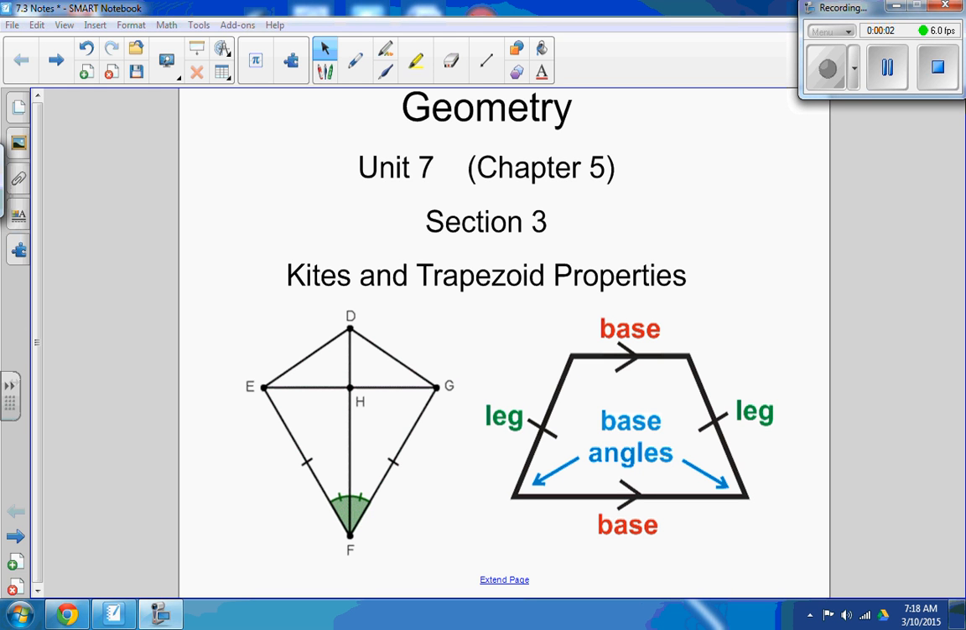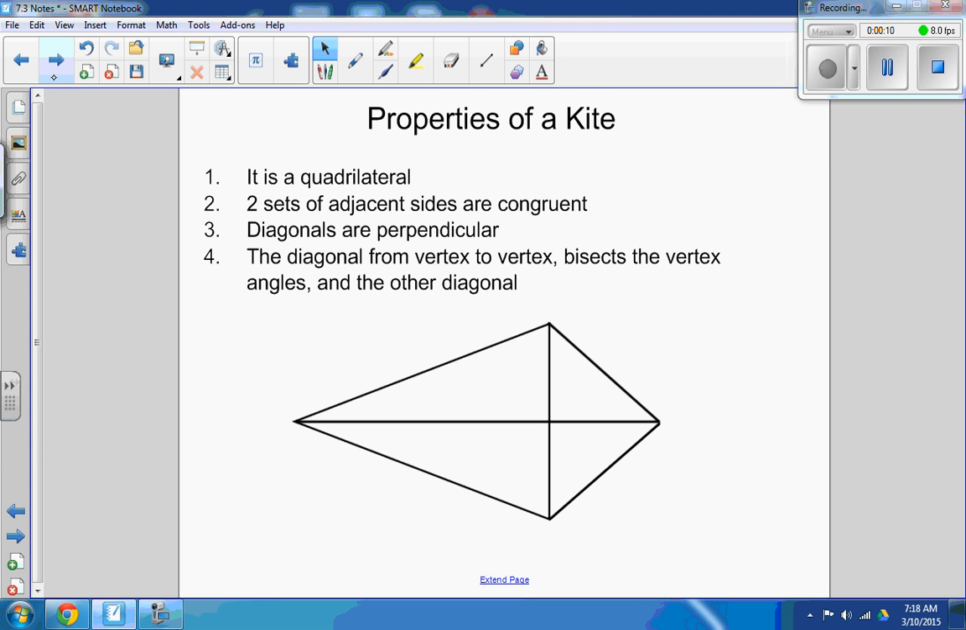Geometry, Unit 7, which is Chapter 5 from the book, Section 3, Kites and Trapezoid Properties. So, properties of a kite. First off, it's a quadrilateral. It has two sets of adjacent sides that are congruent. So in this diagram here, these sides are congruent, and then these sides are congruent.